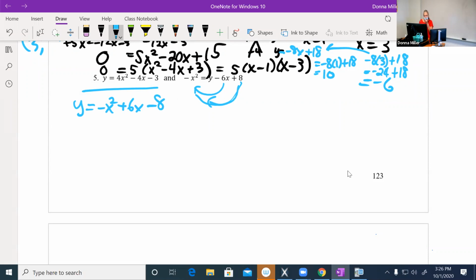All right. So algebraically, I set them equal to each other. So I get 4x squared minus 4x minus 3 equals this guy, negative x squared plus 6x minus 8. Okay? And it really doesn't matter which side you move it over to. I want to move to the left because I want to add x squared, so it's either positive 5x squared or negative. I don't like negatives. So I'm going to add x squared.